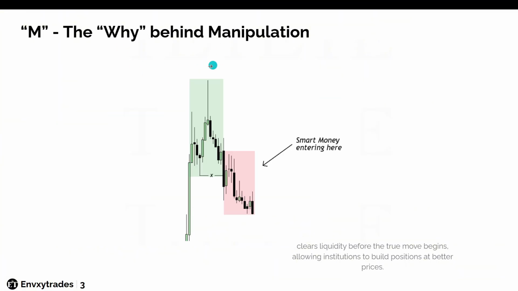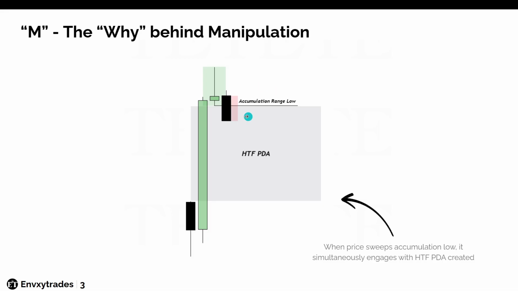So now we move on to the manipulation phase and understanding why the manipulation actually occurs. Taking the accumulation range low, we sweep that out as smart money starts to enter here. The manipulation phase has one objective only, and that's to clear liquidity before the true move begins. This allows institutions to build positions at better prices and to stop out all the retail traders and align ourselves with the smart money. And like I mentioned before, once we sweep out that accumulation range low, we simultaneously engage with the higher time frame PD array that was created.